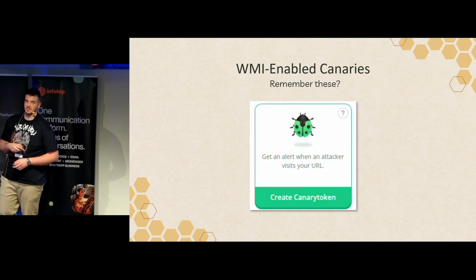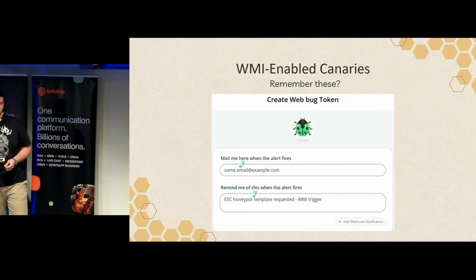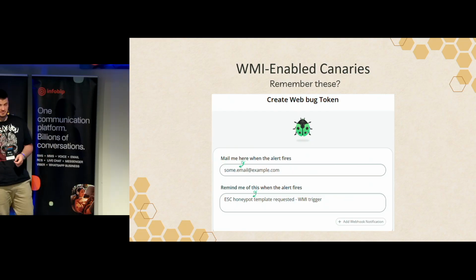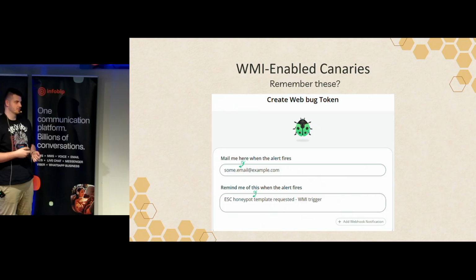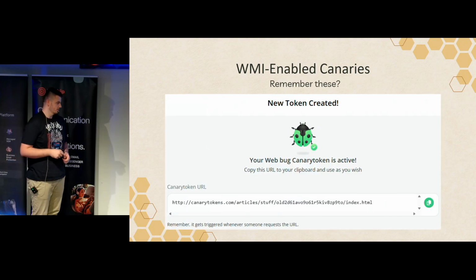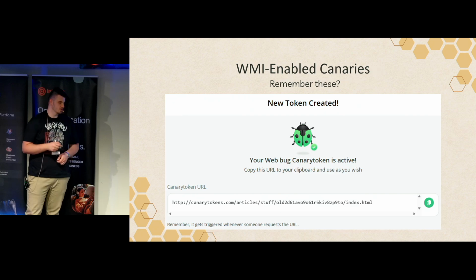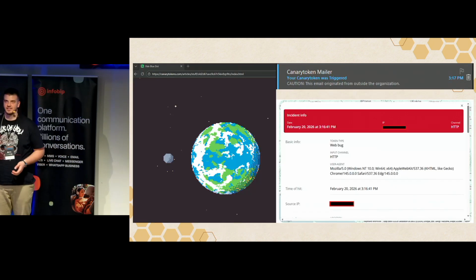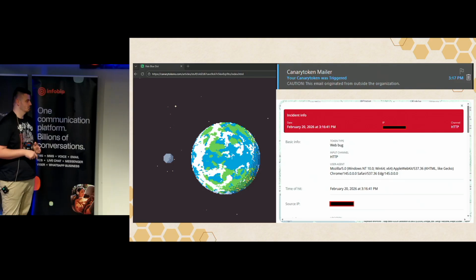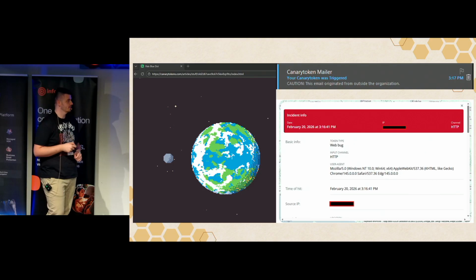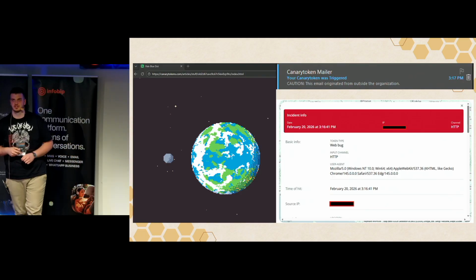So we can generate a webbug URL. This effectively triggers every time we visit that. The canary console is going to ask us, hey, give me some email, or even a webhook is available, and just tell me how you want me to remind you of this alert. Why did this fire? Once you do that, you get a nice little URL, and it also states, remember, it gets triggered every time somebody visits that. So what actually happens when we visit that, you get a nice image of a supposedly round globe of the Earth. I'm not going to get into that. You get an email, and you get an alert in your console.